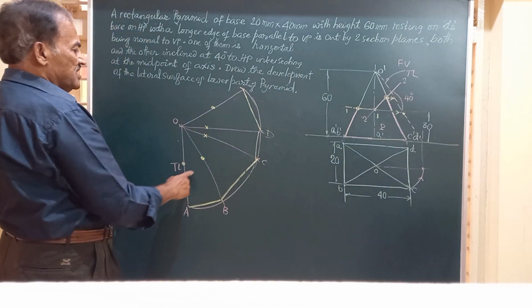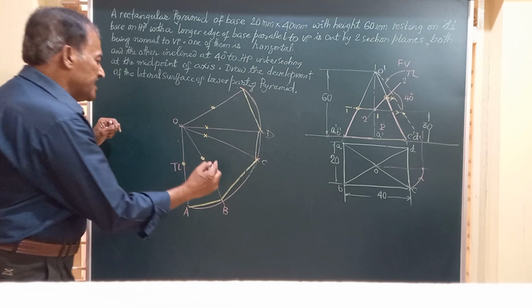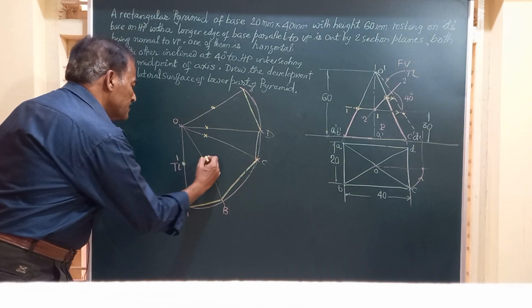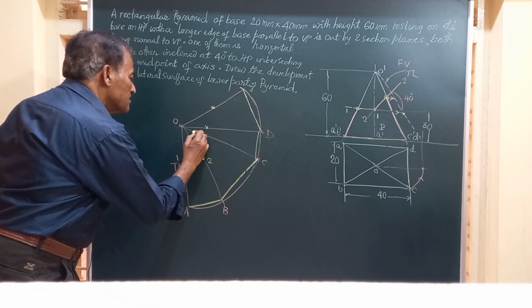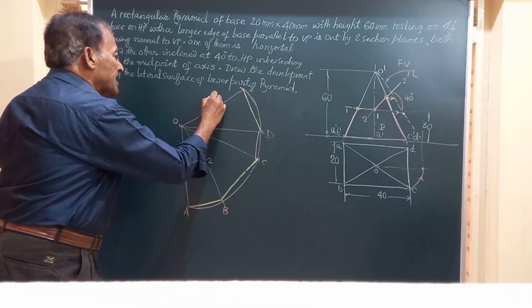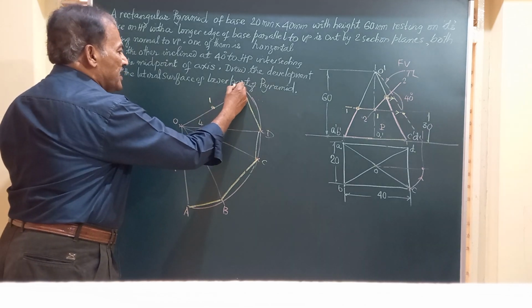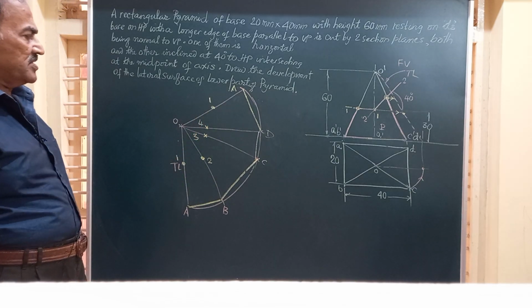So 2 points here and 2 points here because it has got 4 points there. Let's number them as 1, 2, 3, 4, and this is again point 1 because this is OA. So on OA should have the same point 1 and 1.